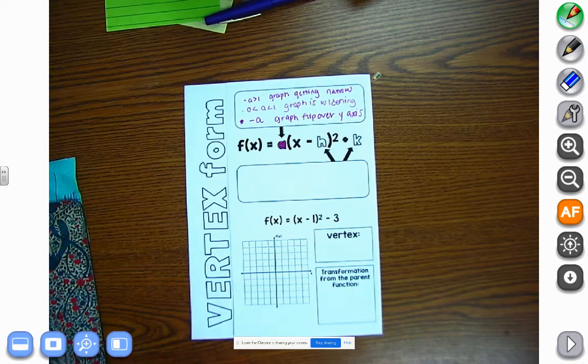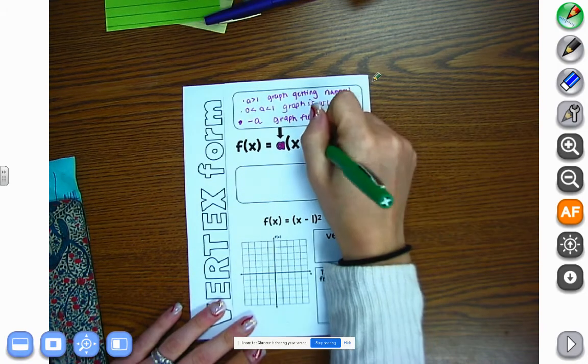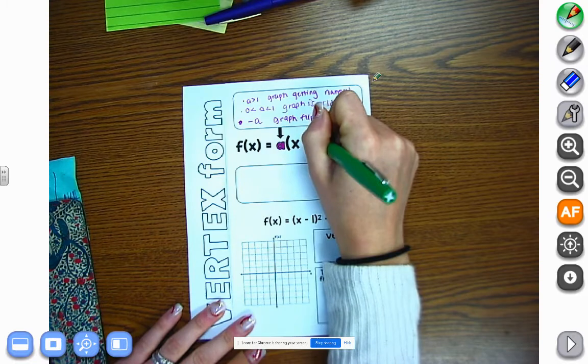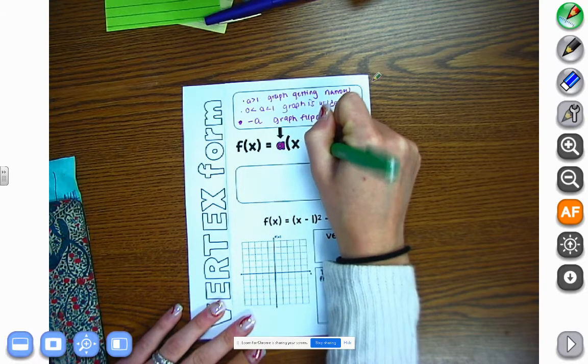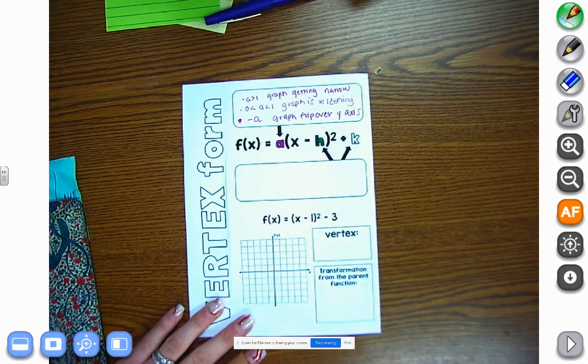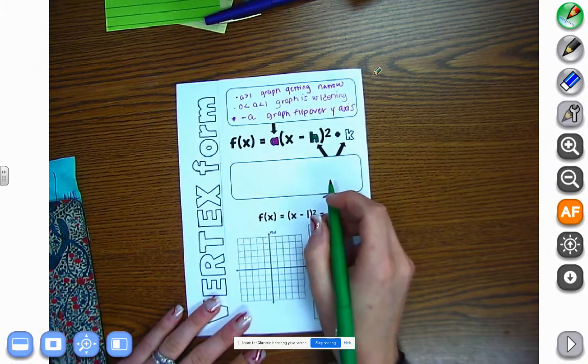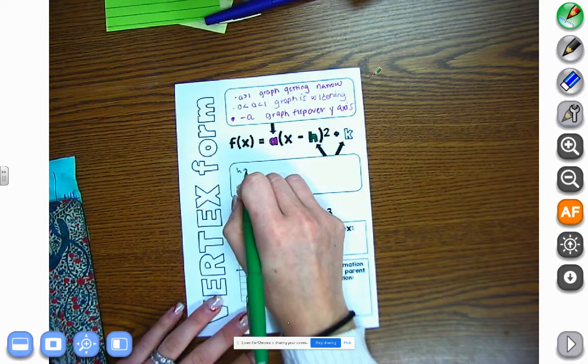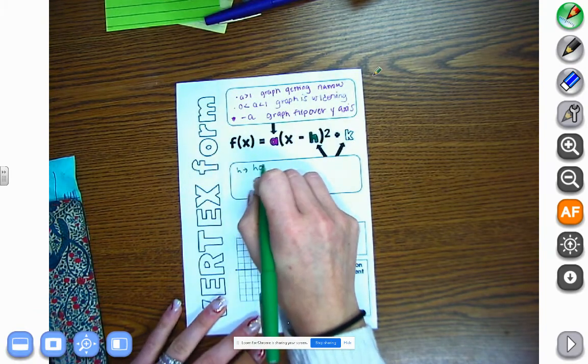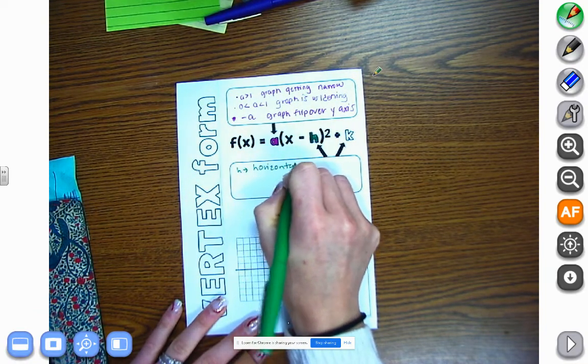Let's look at H next. This H tells us something about our transformation, but it also is going to help us find our vertex. So first, dealing with transformation, H is going to help us tell if it's shifting horizontally. So horizontal shift.